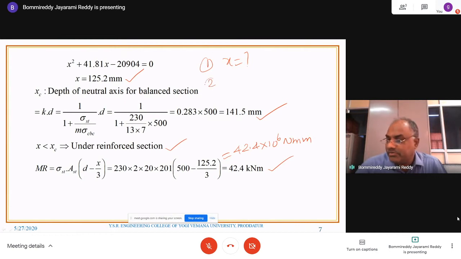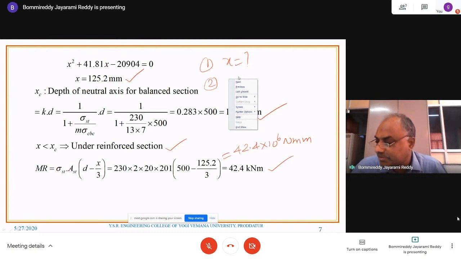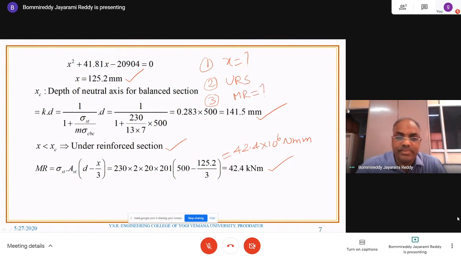Or the second question may be the type of section. What is the type of section here? It is called the under reinforced section. Sometimes in the examination, one of the options is under reinforced. And another question for the same problem may be what is the moment of resistance of the section? Sometimes a fourth question may be asked. What is the fourth question?